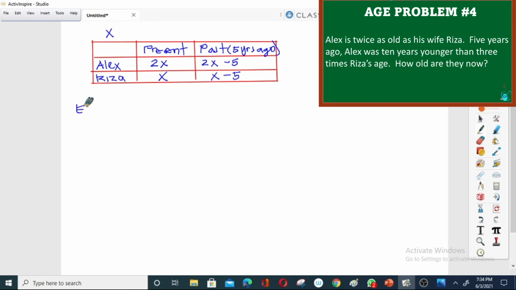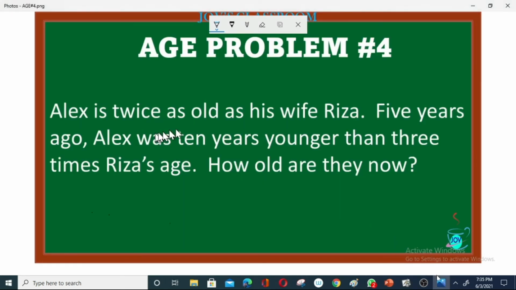So let's derive the equation. Risa, 5 years ago, Alex was 10 years younger than 3 times Risa's age. So that means Alex was 10 years younger than 3 times Risa's age.